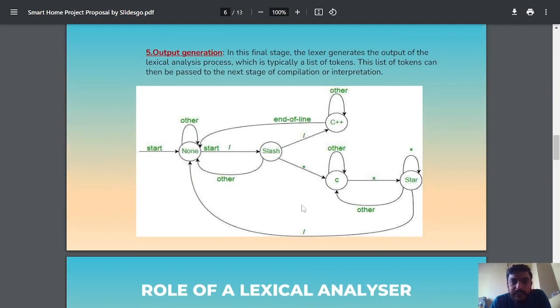Output generation. This is the final stage. The lexer generates the output of the lexical analysis process, which is typically a list of tokens. This is the list of tokens, and this list of tokens can then be passed to the next stage of compilation or interpretation.